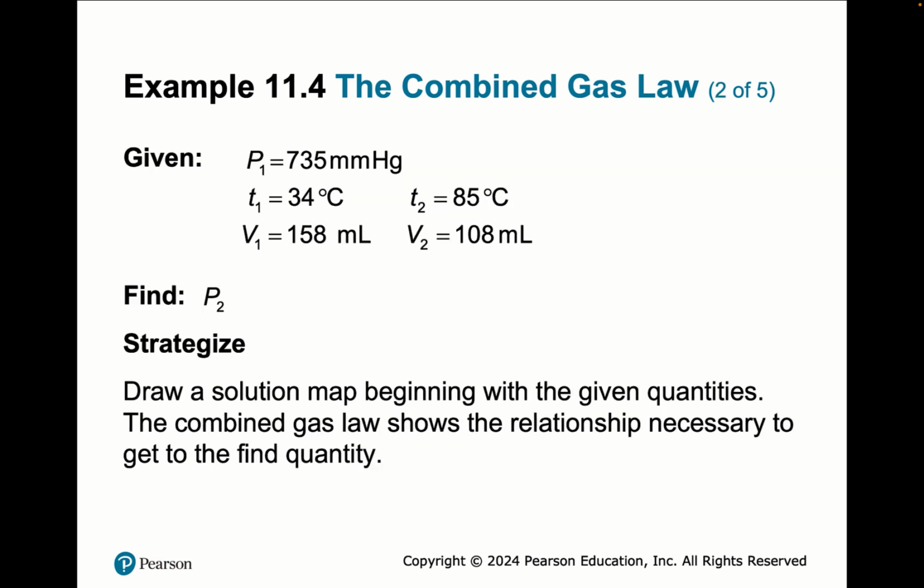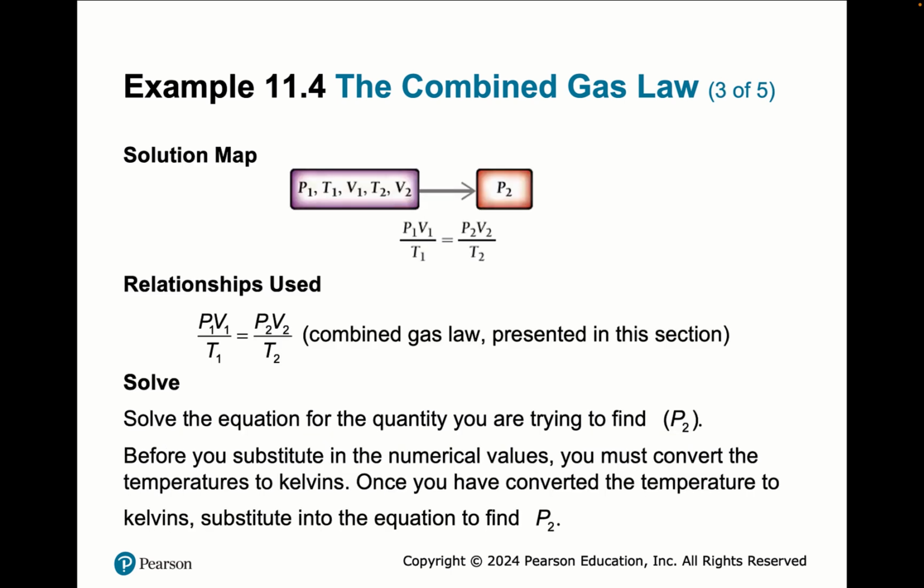So the amount of gas is not changing, and we're just looking for the second pressure. So we do the combined gas law, and then we pick our unknown. So our unknown is going to be P2. We can do P1. It just doesn't matter.